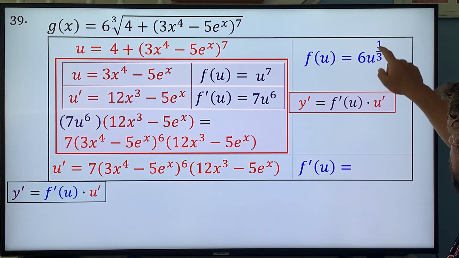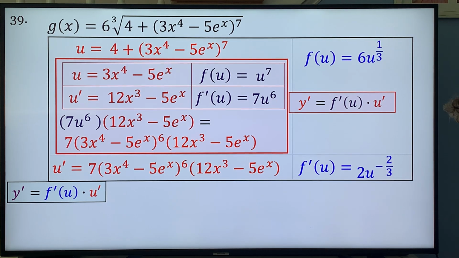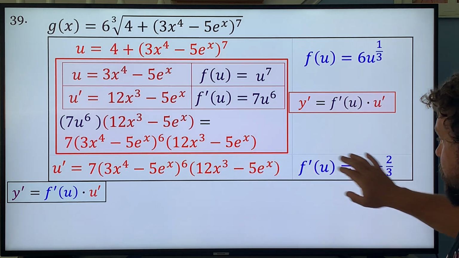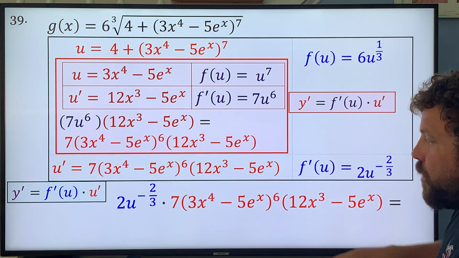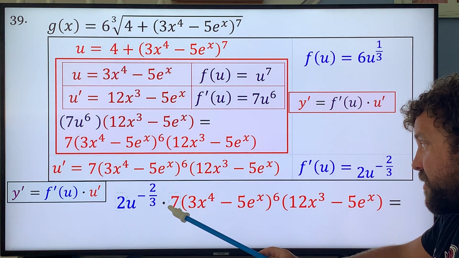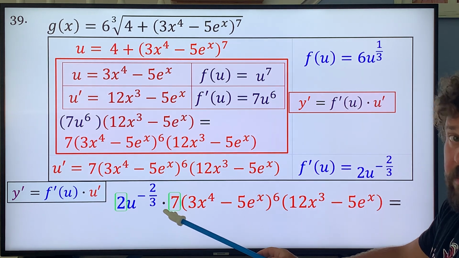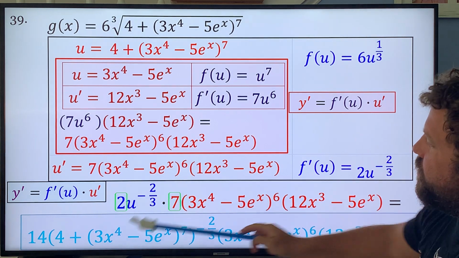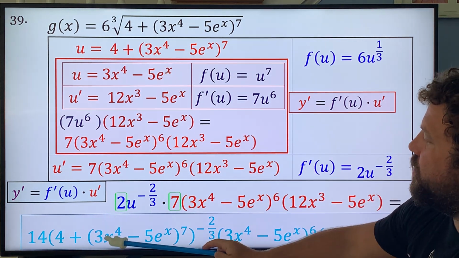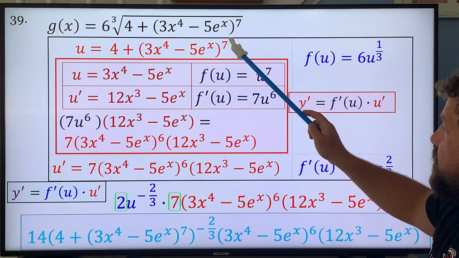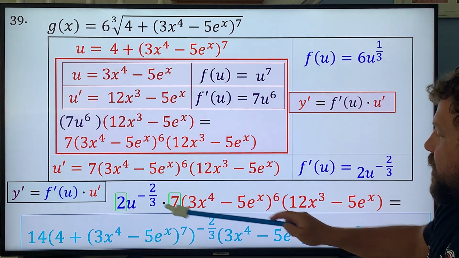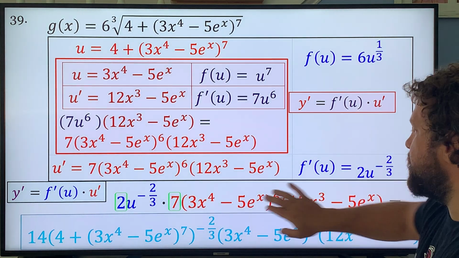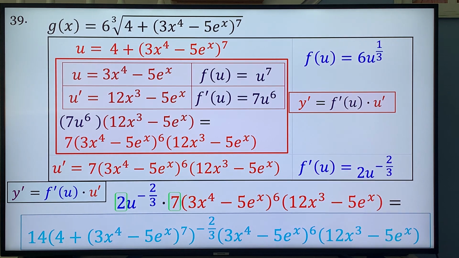Derivative of 6u to the positive 1/3. 1/3 of 6 is 2. U to the negative 2/3. Now we multiply these guys together. What we can do is 2 times 7. We can multiply those two. 14. 14, the original u, 4, 3x to the 4th minus 5e to the x, all to the 7th, to the negative 2/3, times this stuff, times that stuff. Looks a lot worse than it really is.